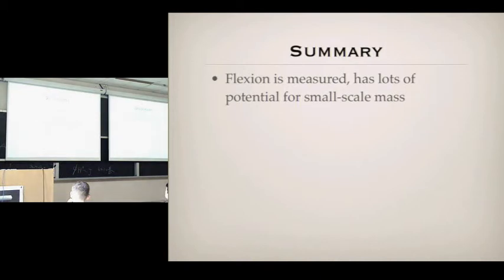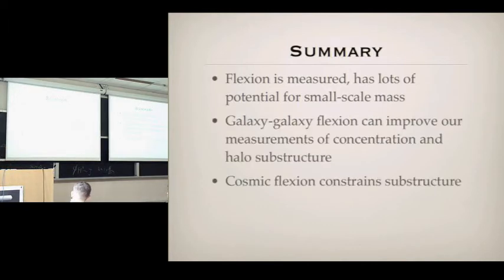So the summary is that flexion we can now measure, and it has lots of potential for small-scale mass. Galaxy-galaxy flexion can improve our measurements of concentration, and via this variance, hopefully improve our understanding of halo substructure. Cosmic flexion will constrain substructure, but it's still a bit too small to measure so far. We can improve the resolution of dark matter maps with our approach. And twist and turn will measure systematics. And at last, that's the lot of distortions to second or third order. So thank you.